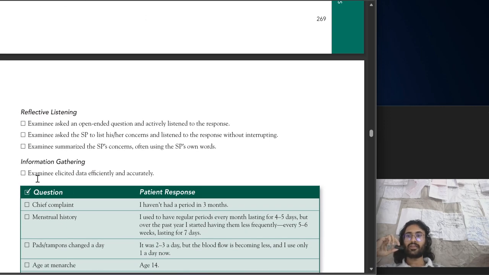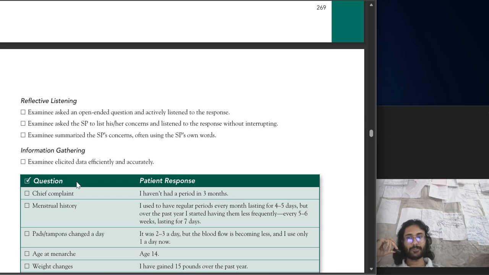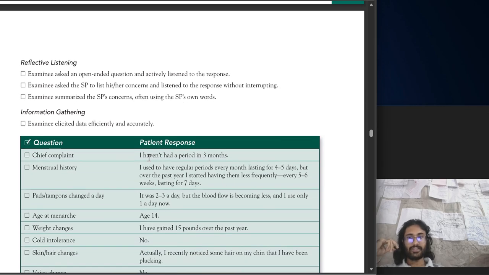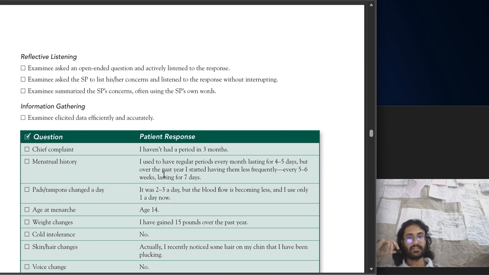Information gathering. The examinee elicited data efficiently and accurately. Question: chief complaint. Patient's response: I haven't had a period in 3 months. Question: menstrual history. I used to have regular periods every month lasting 4 to 5 days, but over the past year I started having them less frequently, every 5 to 6 weeks, lasting 7 days. Question: pads or tampons changed a day.